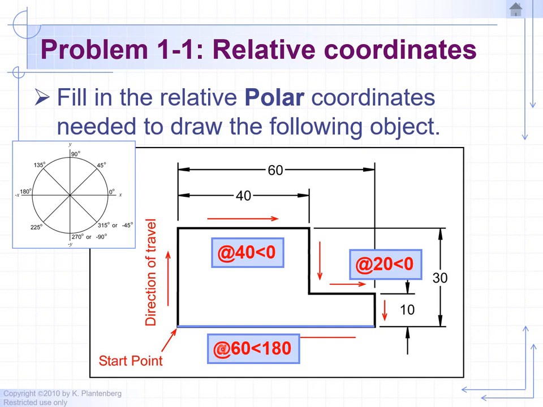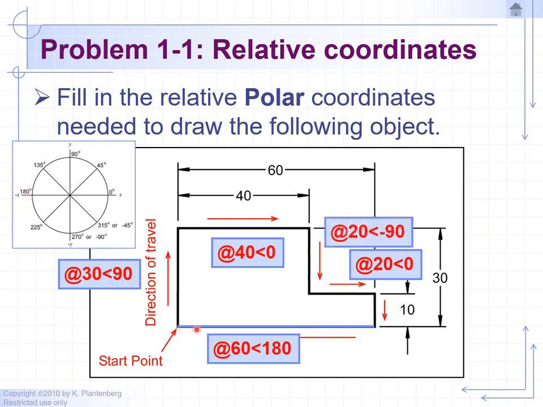We're going to use a length of 60. So we're going to go with @, that's with respect to the last point, a length of 60, and then rotate 180 degrees to locate the final point, and enter.